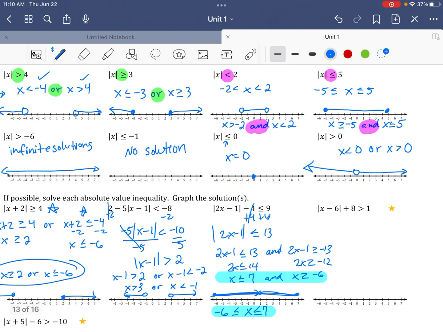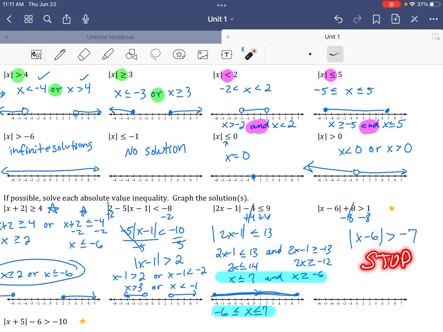Okay, so we have a couple special cases here to finish off. If I take away 8 from both sides to clean this up, I get the absolute value of x minus 6 is greater than negative 7. Okay, so remember, this part in here is going to produce a positive thing. So you need to stop. Whenever there's a negative on the other side of an absolute value equation or inequality, you got to stop. All right, so you stop and you ask yourself, what's going on here? It's not supposed to be negative.